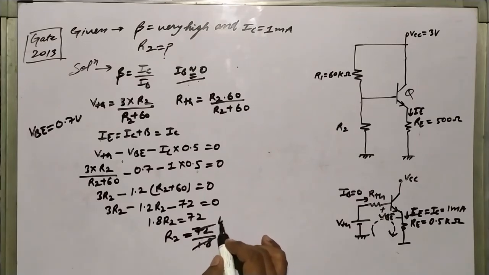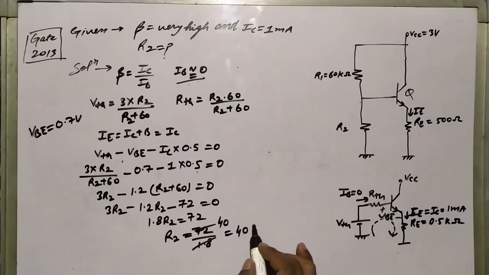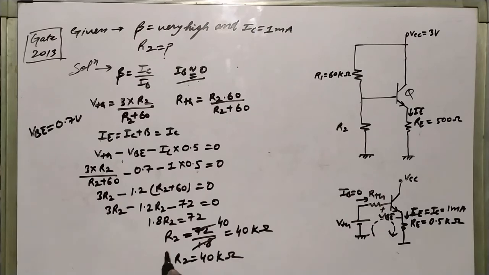This is 40 kilo ohm. So R2 equal to 40 kilo ohm is our answer.